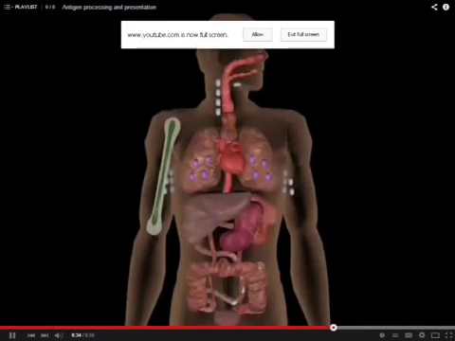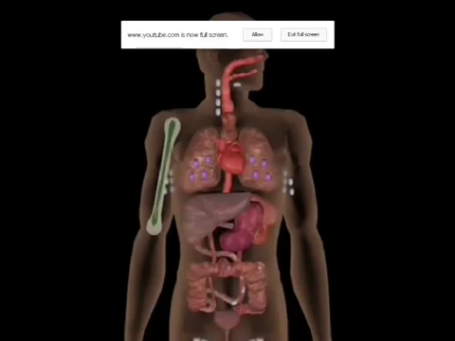All right, so here is any old cell in the body. We're just going to pick a lung cell. So this is not a B cell, it's not a macrophage, it's a tissue cell. All tissue cells have what? Class 1 MHCs, right? So now this tissue cell, right, has been invaded by some virus, right?